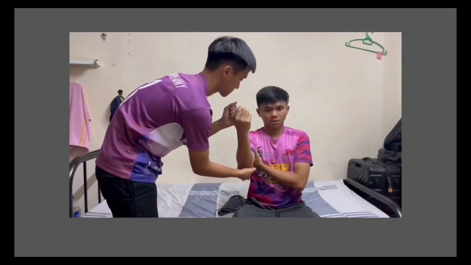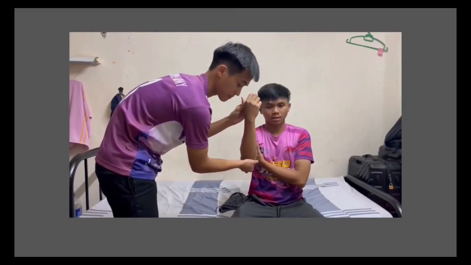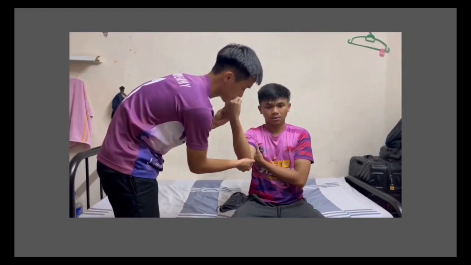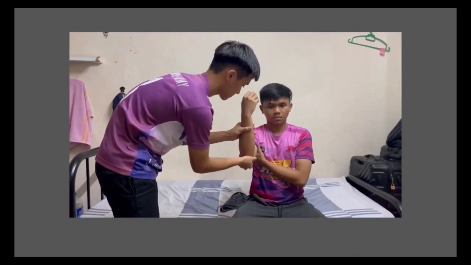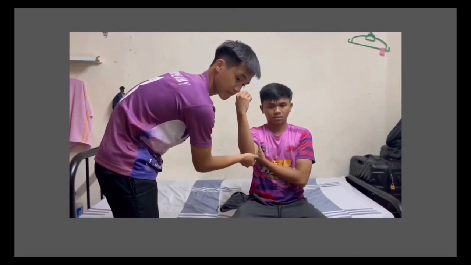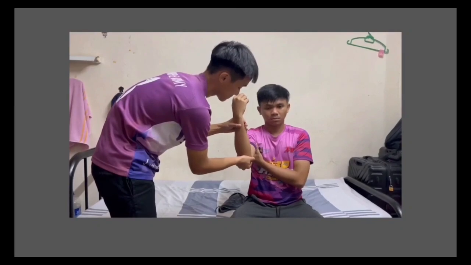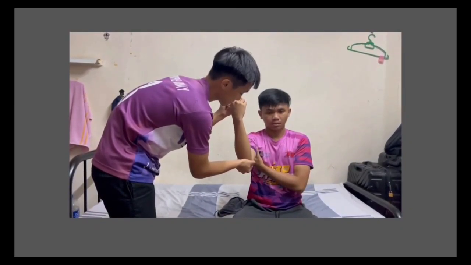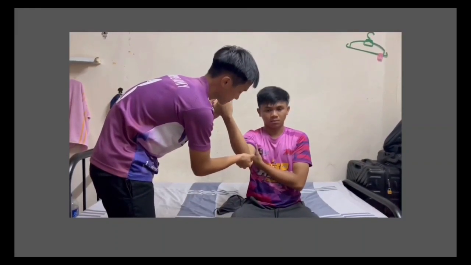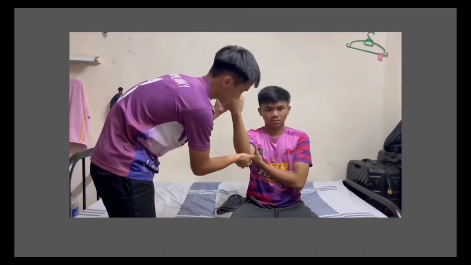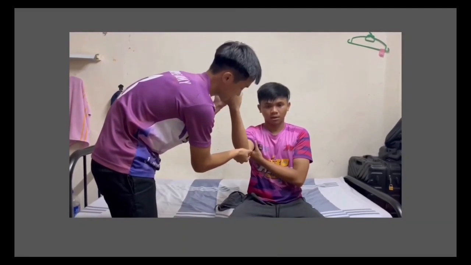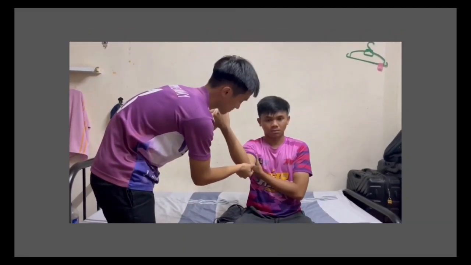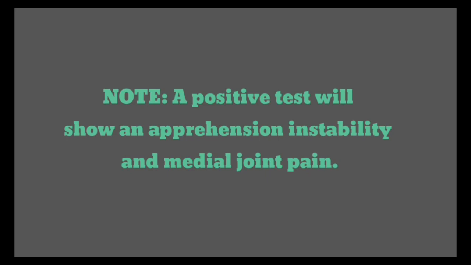Positioning the elbow in about 70 degrees of flexion has been identified in a cadaver study as the position of greatest valgus laxity. Next, proceed by palpating the medial joint line with your thumb and then fully supinate the patient's forearm and pull on the patient's thumb, exerting a valgus force to the elbow. A positive test will show apprehension, instability, and medial joint pain.